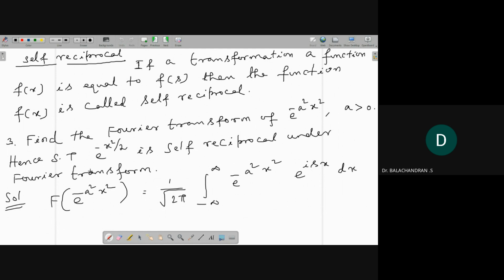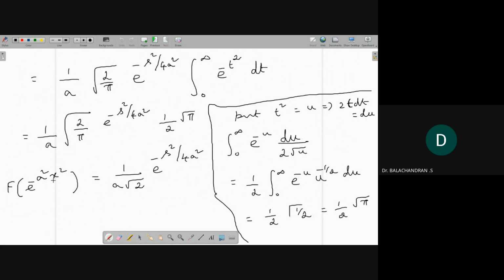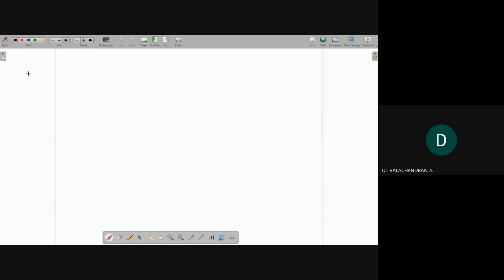And then we need to show that e power minus x square by 2 is self-reciprocal under the Fourier transform. So we need to check when we will get e power minus x square by 2. So here I am going to put a equal to 1 by root 2. If a is 1 by root 2, then a square is 1 by 2, so you'll get minus x square by 2 in the left hand side. That's why I'm choosing a equal to 1 by root 2.